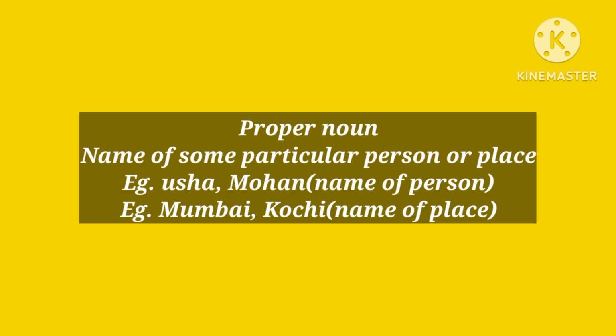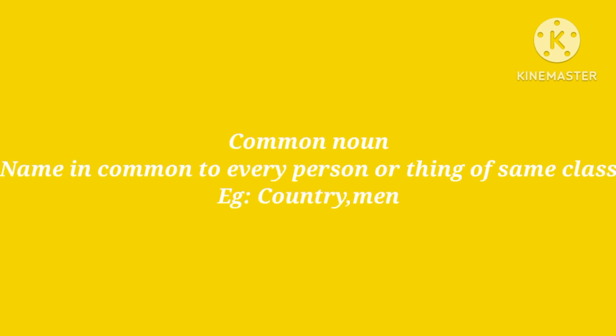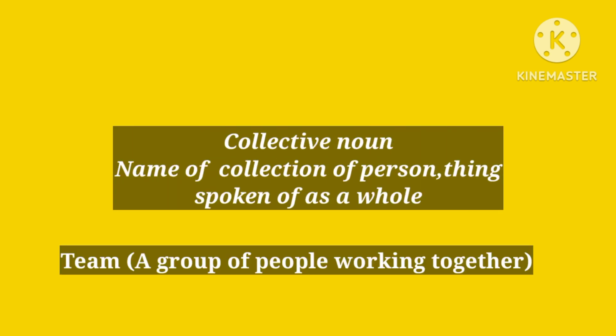Proper noun is the name of a particular person or place. Example: Usha, Mohan, Mumbai, Kochi. Common noun is common to every person or thing of the same class. Example: men, country.